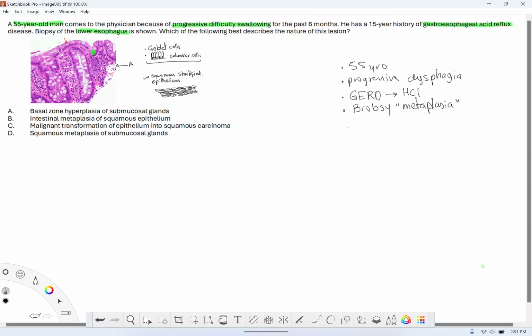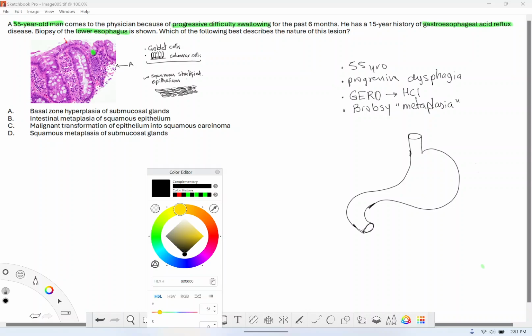Gastroesophageal reflux disease. That means the acid in the stomach goes into the esophagus. Let's say this is the stomach. Here is the esophagus, and then the duodenum. I like drawing because you tend to remember stuff with drawings. So there you go, yellow stomach.